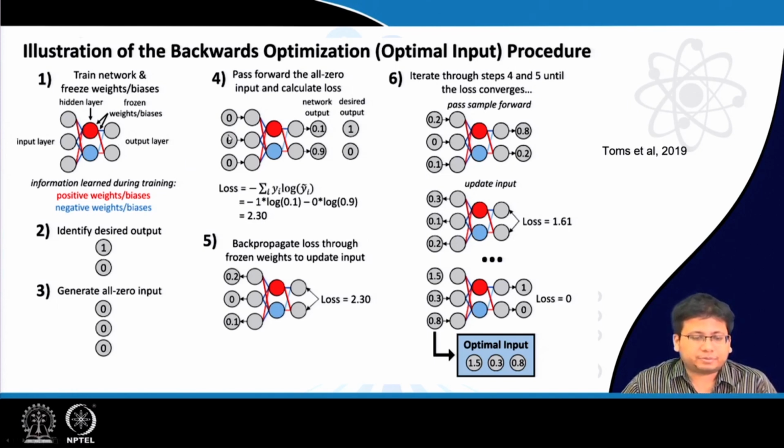Let us say that the desired output is 1 0, that is, class A. Basically I want to see the prototypical input for class A. That means a situation where the first node, which represents class A, has full probability 1, and the second node, which represents class B, has probability 0. So I am looking for the input which causes 1 and 0 at these output variables.